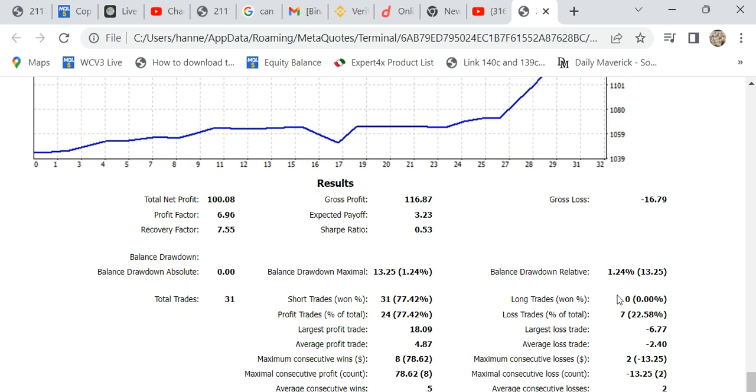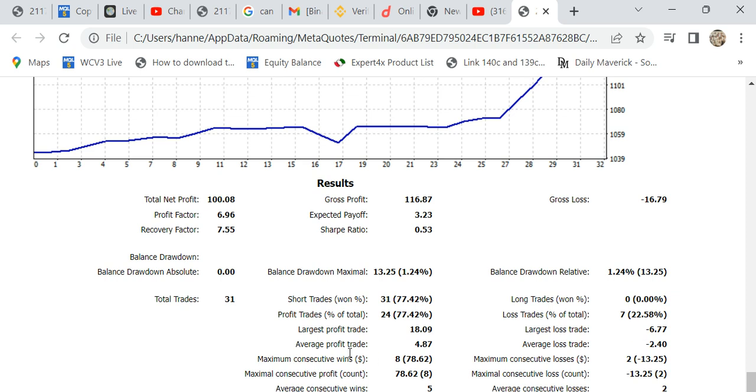Why? No long trades taken because it was only selling. Lost trades total of 7, which is 22%. Okay, so the profit rate 77%. That is very impressive. The largest profit was $18, and the largest loss was $6.